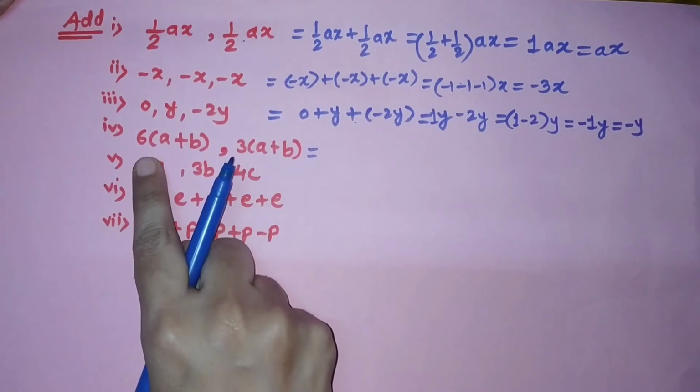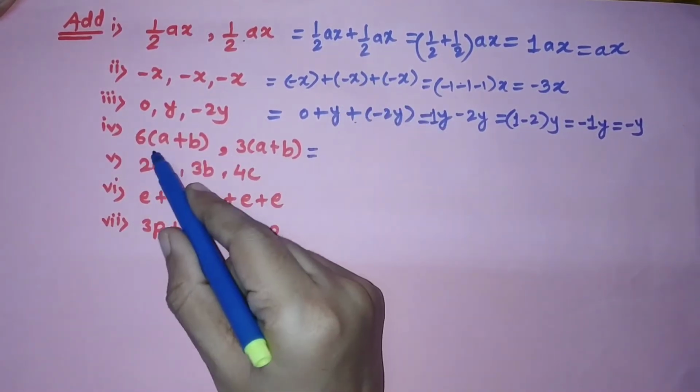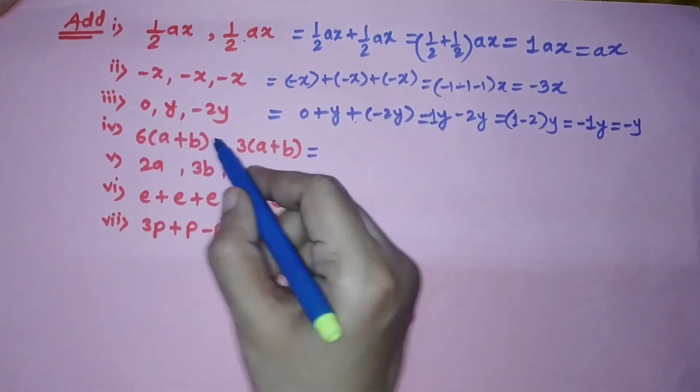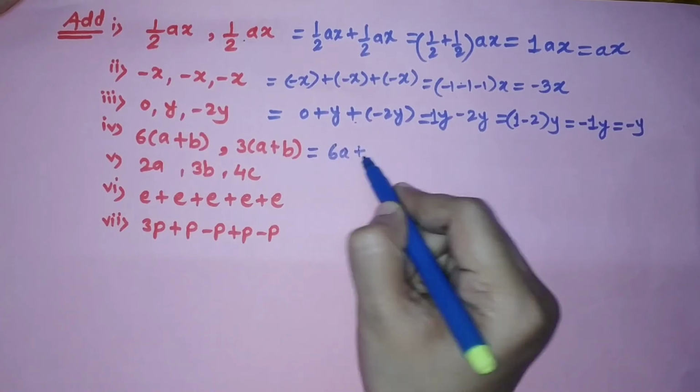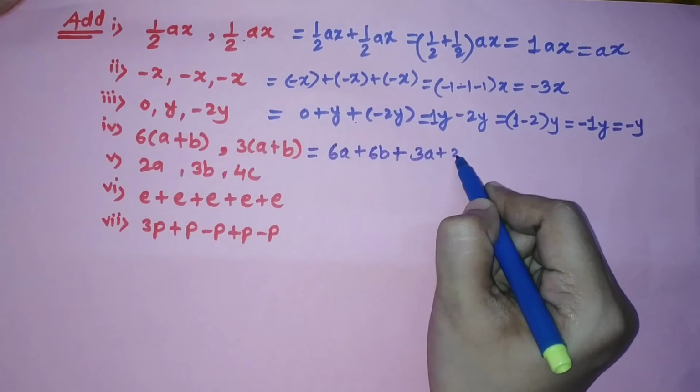And here you need to add 6a plus b with 3 of a plus b. So this 6 of a plus b is outside of the bracket, so I'll open it by using the distributive property. I can write 6a plus 6b. I need to add with 3a plus 3b.